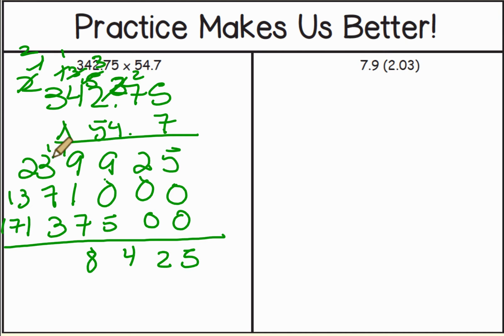4 and 7 is 11. 11 and 3 is 14. 1 and 2 is 3. 3 and 3 is 6. 6 and 1 is 7. 1 and 7 is 8. And then where's our 1?